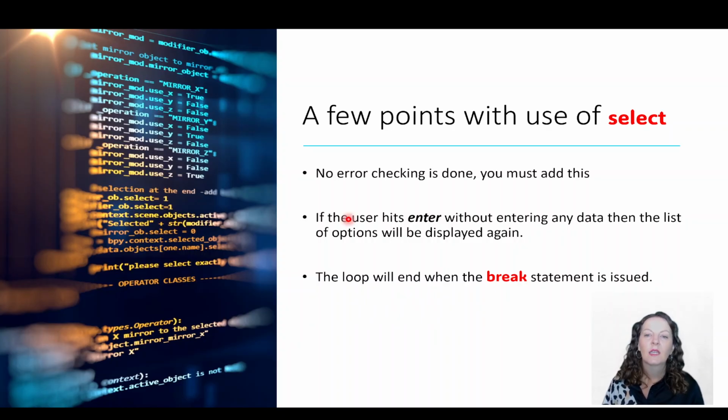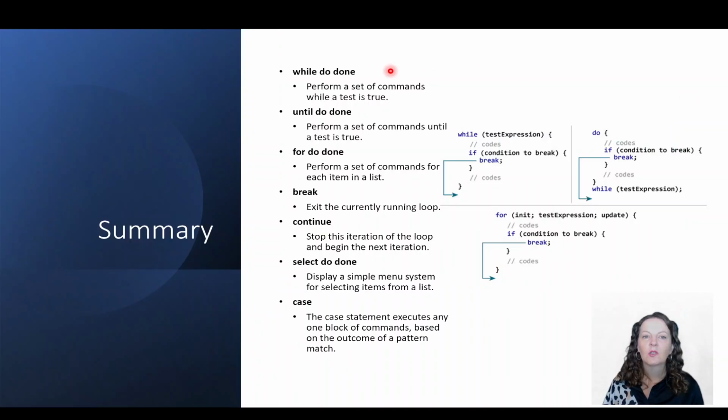So in summary, you've got your while loop, you've got your until loop, you have your for loop using break and continue, and then you've got your select and your case statements. All have their own purpose, all have their own positions. One of the easiest is your while loop: while an expression is true, keep executing the lines of code. Your until loop is similar to the while, the difference being that it'll execute commands within it while the test is false, until the test becomes true.